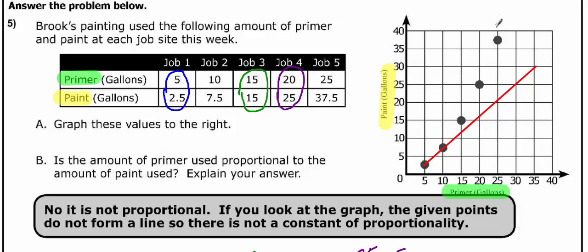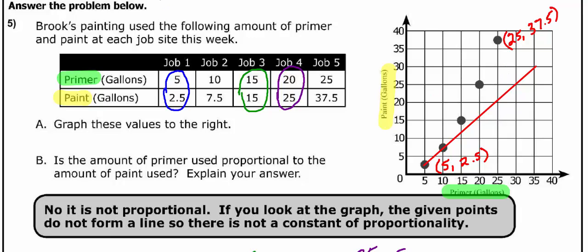Here's everything graphed. This very first one is the 5, 2.5, all your graphed points. Is this a proportional relationship? And the answer is no, it's not proportional. This is not a straight line, so that tells us it's not proportional.